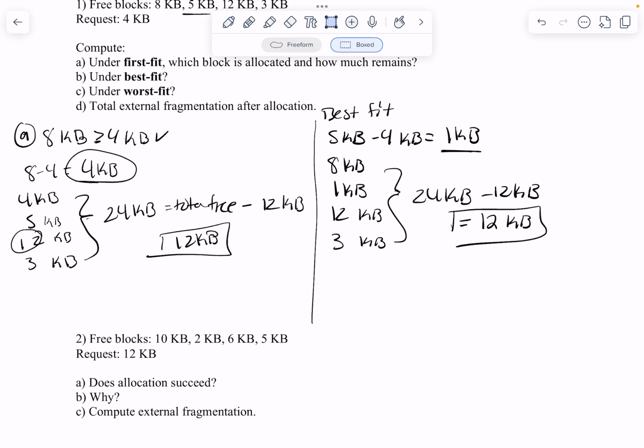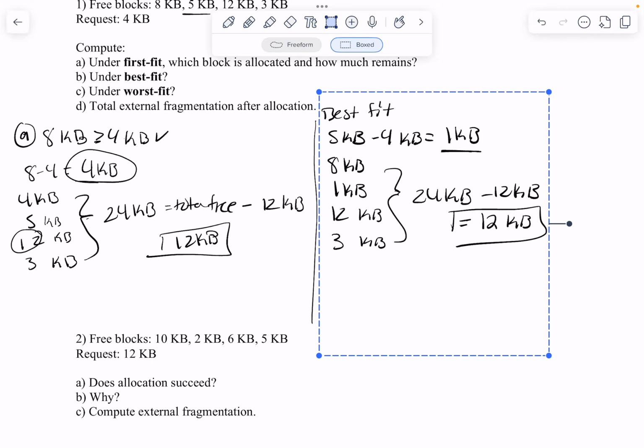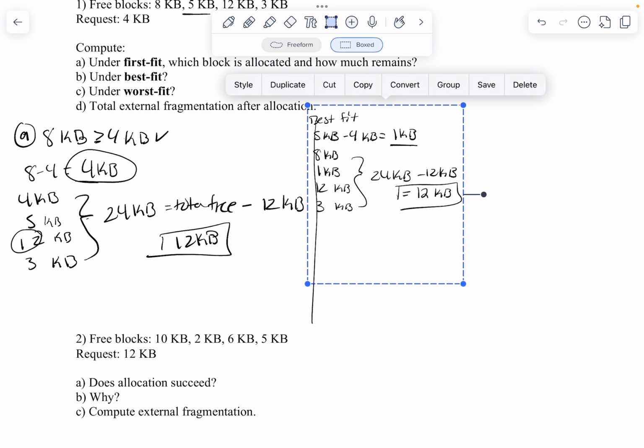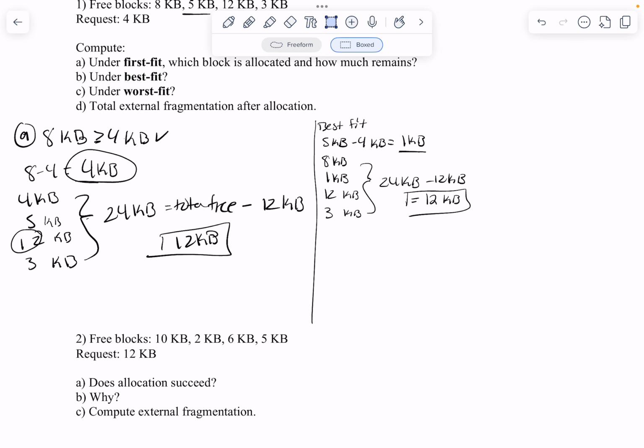Now I ran out of space, so I'm going to move this a little bit. Should probably shrink it a little bit. I'm going to shrink it so that I can do the next part, which is going to be worst fit.